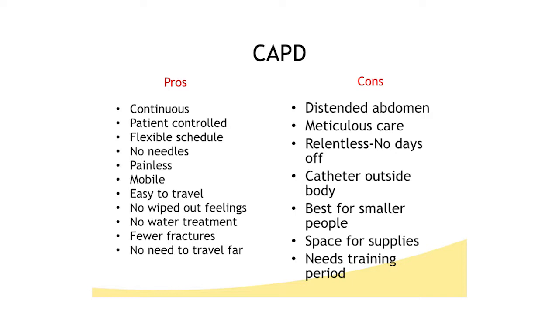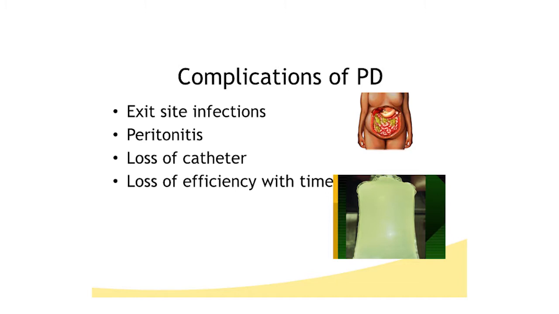The cons to peritoneal dialysis are that you need space for the supplies. It's relentless. There are no days off. You have to do it every day. If you choose the all-day long type, you're doing it all day, every day. So there's really no decent break. Okay, and the dreaded complication of peritoneal dialysis is peritonitis. The fluid turns cloudy. Sometimes this is pus in the abdomen. And eventually people lose efficiency with time.